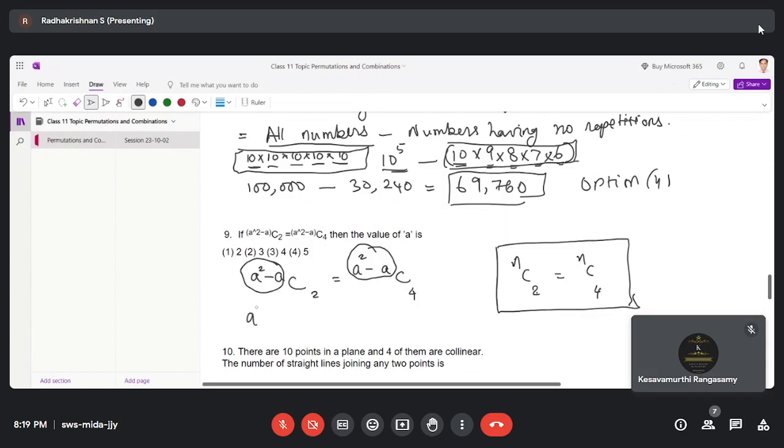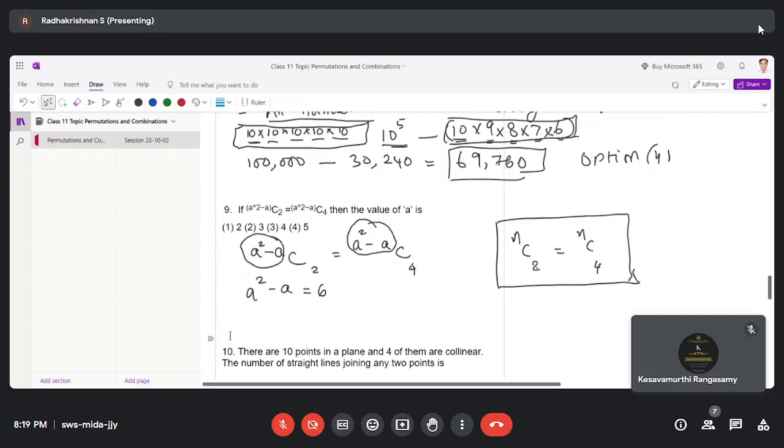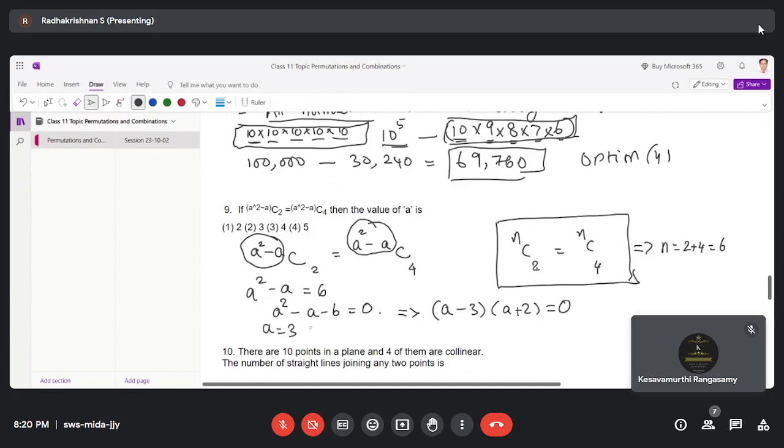So they are asked to find out a, right? Solve this, you get a. So this is (a minus 3) into (a plus 2). So a is 3 or minus 2. Minus 2 is not an option in this case, because in combinations we only deal with whole numbers, so only natural numbers, or including 0.